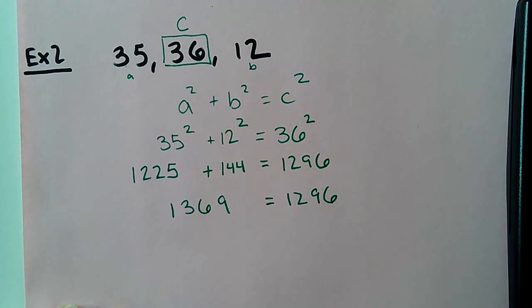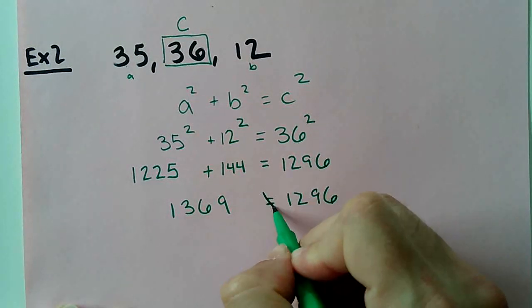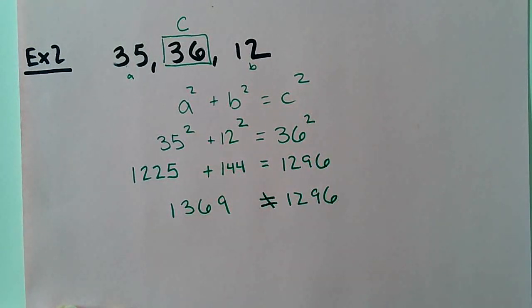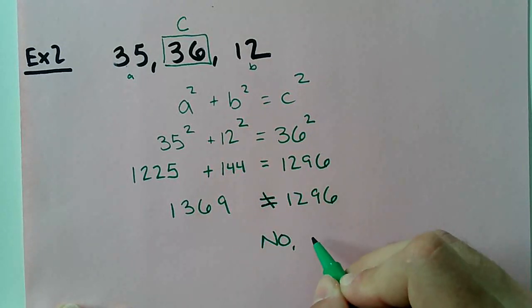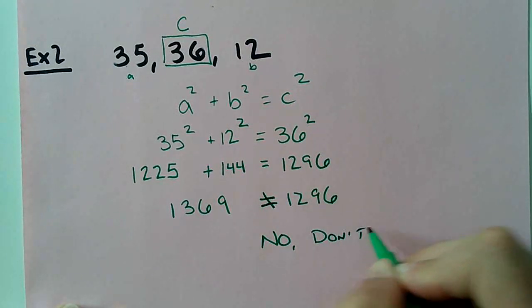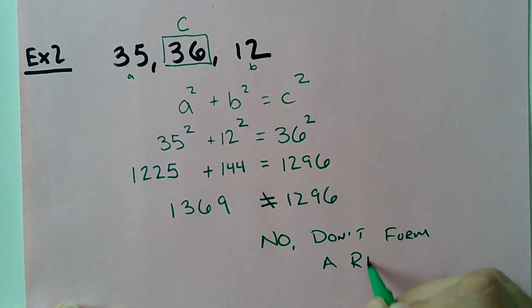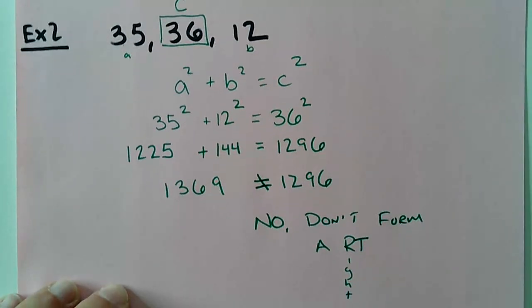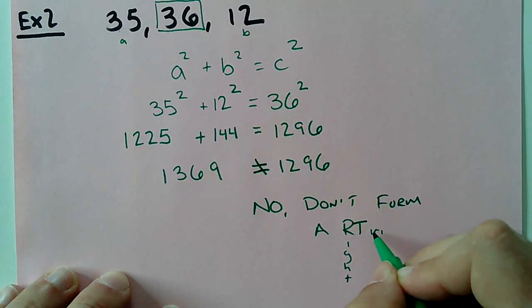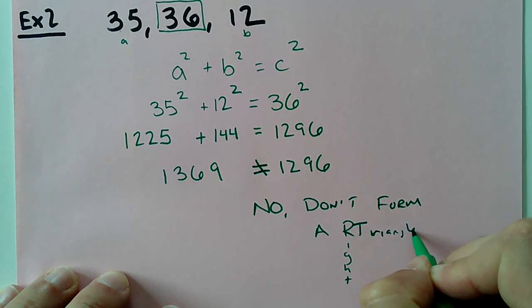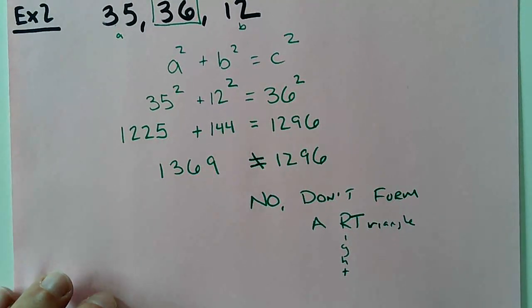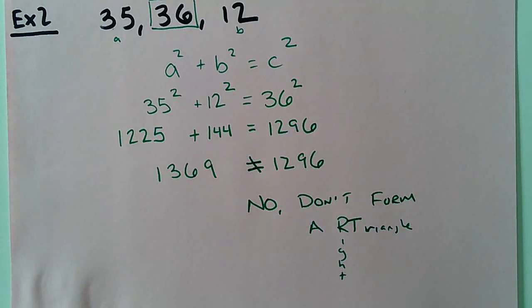1,369 and 1,296. Are those equal? No, they're not. They are not equal to each other, so this would be a no. They don't form a right triangle. I should write that out: not a right triangle. And that's how we can use the Pythagorean theorem to see if, hey, do these measurements make a right triangle?